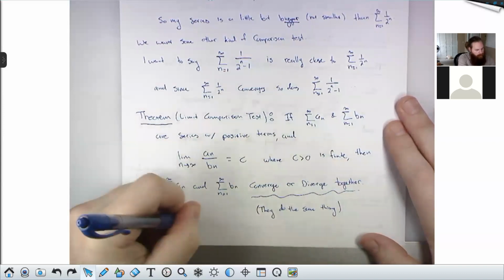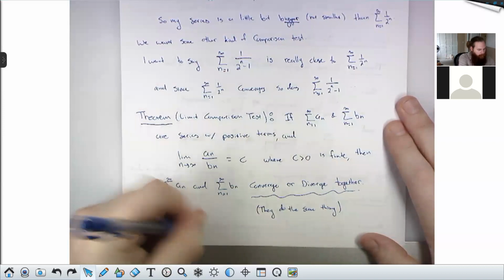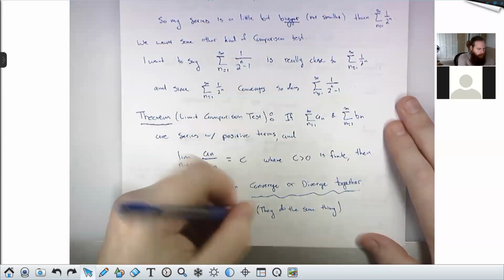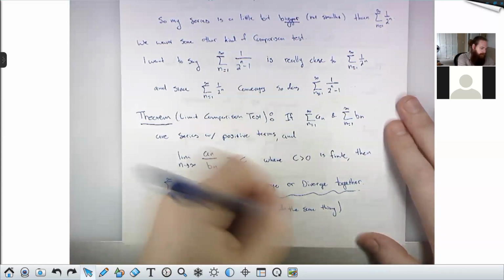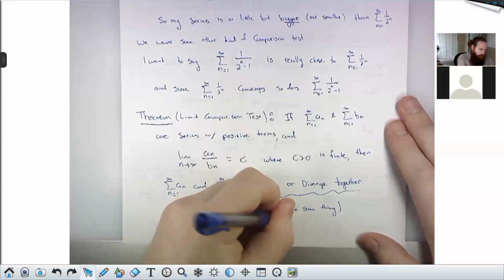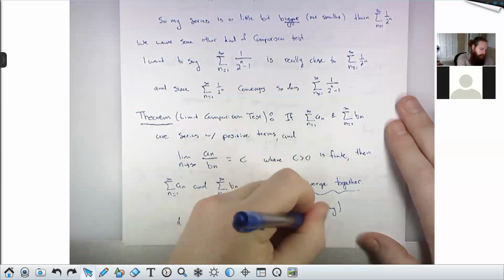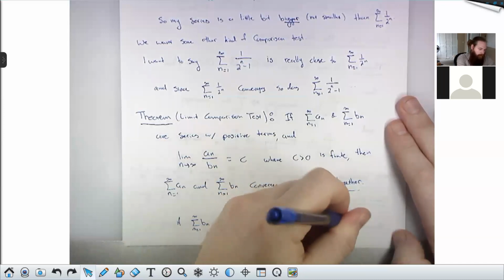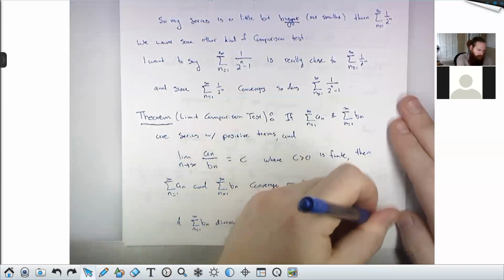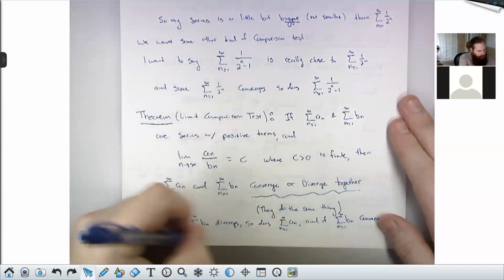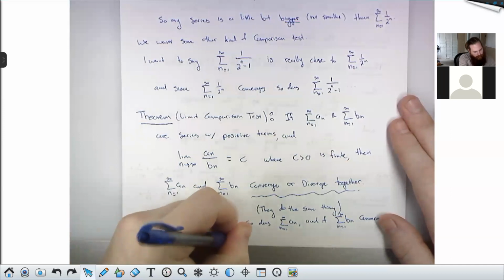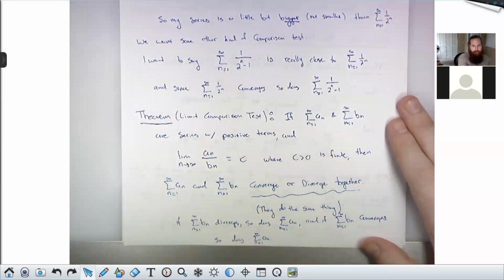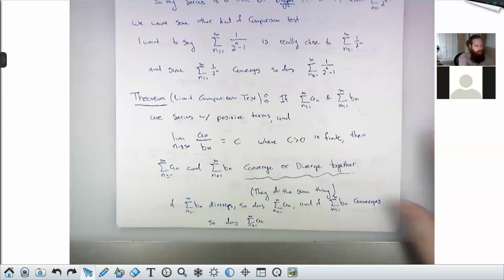If sigma an diverges, or let's say it like this, if sigma bn diverges, so does sigma an. And if sigma bn converges, so does sigma an. Right, that's how we use this.